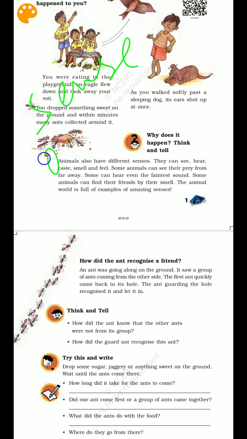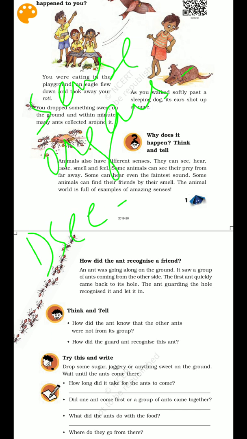So what are sense organs? Sense organs are the body organs by which humans are able to see, smell, hear, taste, touch or feel any kind of substance. As I told you, see is the sense, so what will be the sense organ of see? With the help of which organ are you able to see things? Give me the answer. It is eye. Very good. Eye is the sense organ.